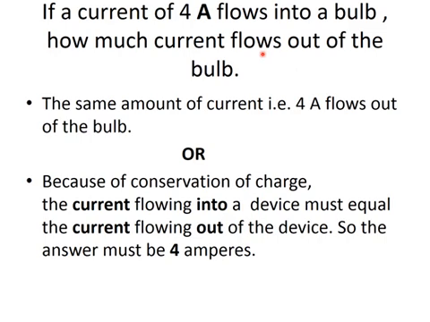And secondly, you can see in the question that this is 4A. So this capital A is showing the ampere. Instead of writing ampere, they have written down the capital A. Now the answer of the question is, the same amount of current, that is 4 ampere, flows out of the bulb. Or you can write it this way also: because of the conservation of charge, the current flowing into a device must equal the current flowing out of the device.